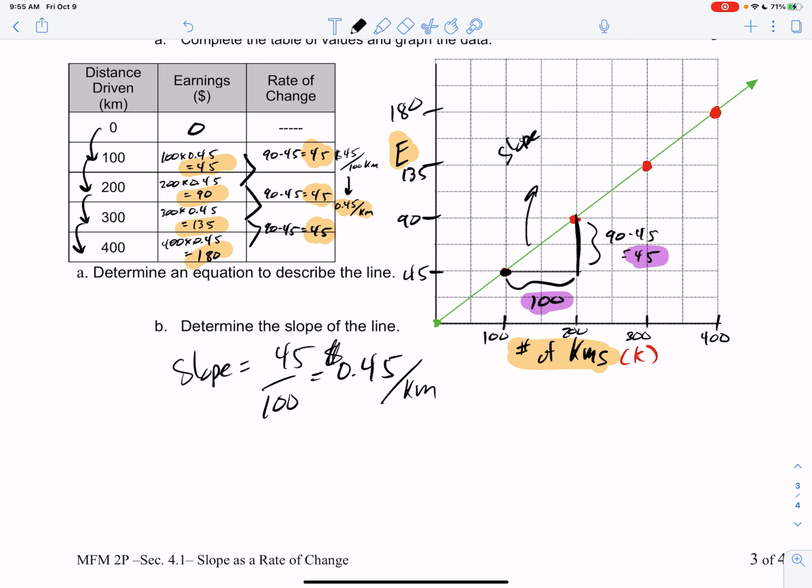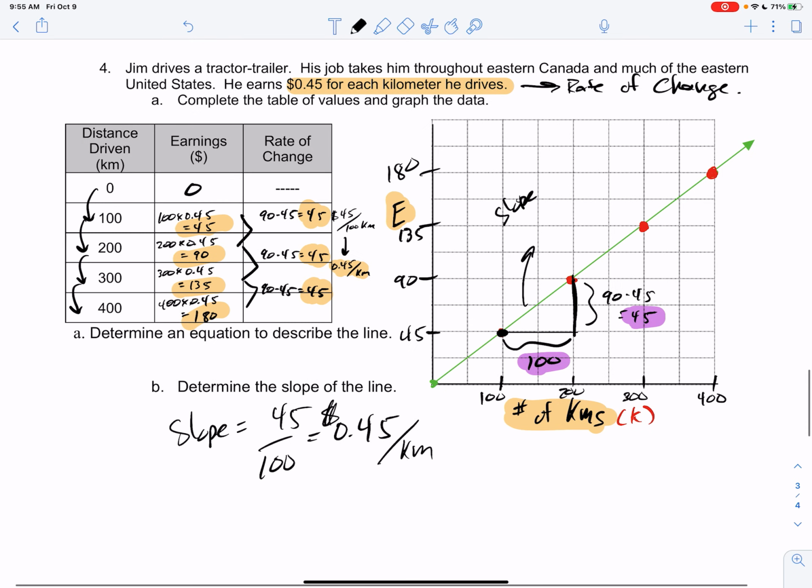they ask you to graph it, and when you calculate your rise over run, you get that rate of change that we found originally in the question. Okay, in part A, they ask you to determine the equation. Let's just do it right here. The equation for this is going to be what? Well, E is my earnings, and I'm making my rate of change, which is 0.45, times K, the number of kilometers driven.